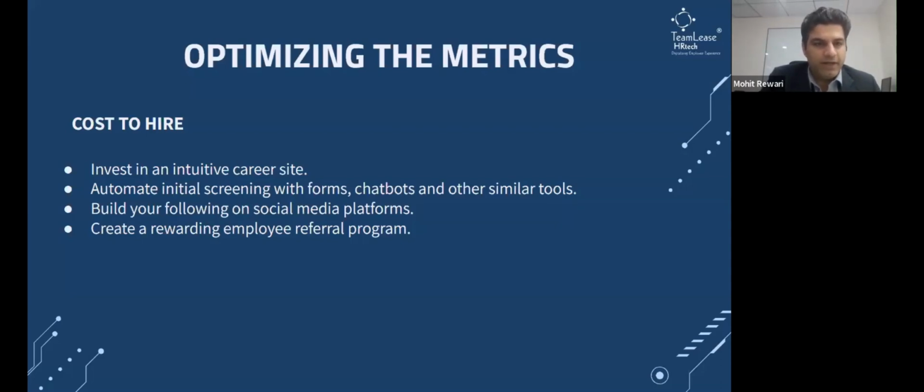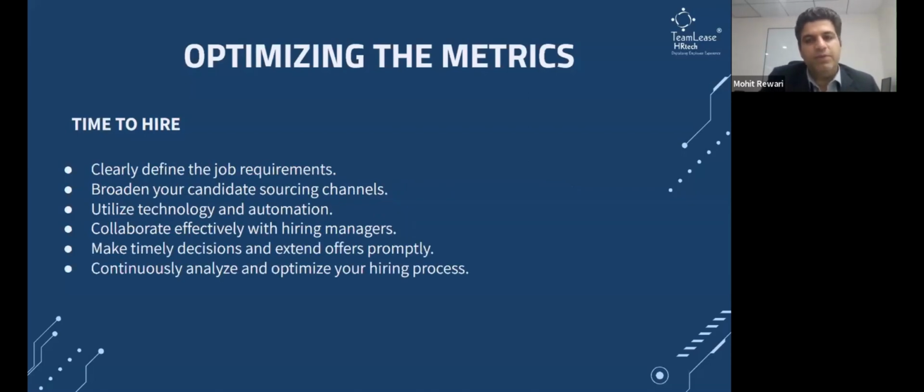Now, how can we optimize it? The first answer to that is the implementation of an ATS, but the other answers are through investment in the intuitive career site, automating the initial screening form through the ATS tool itself, then building up a social media platform which can tie up with your tool, and then creating a reward and referral program in addition to it. So in addition to implementing technology, we can have multiple channels working with us on different areas to optimize that metric in other ways.